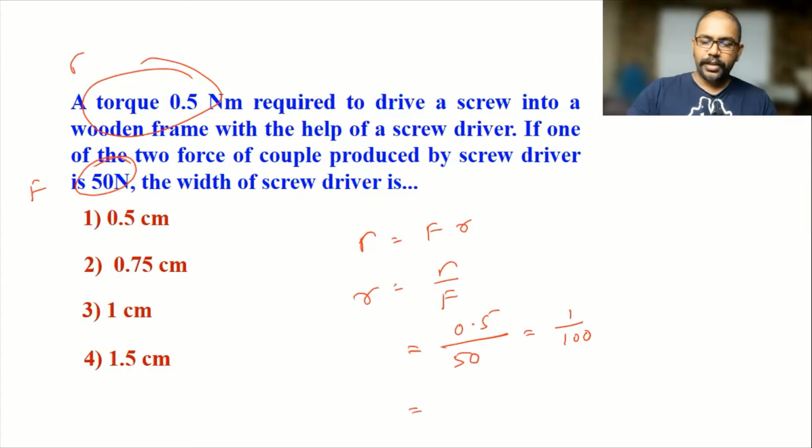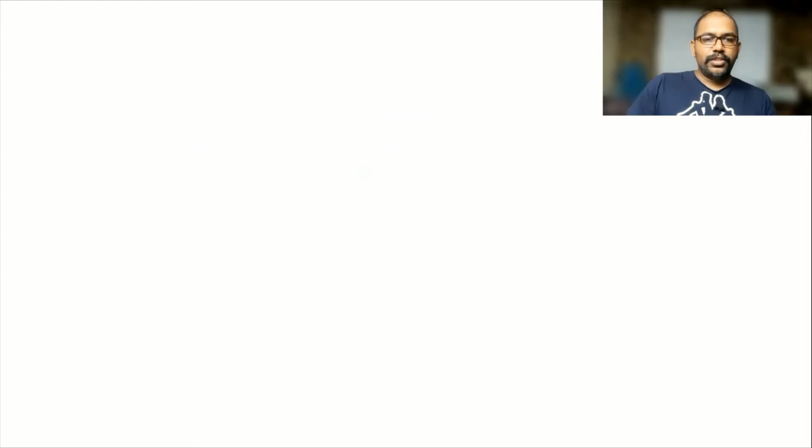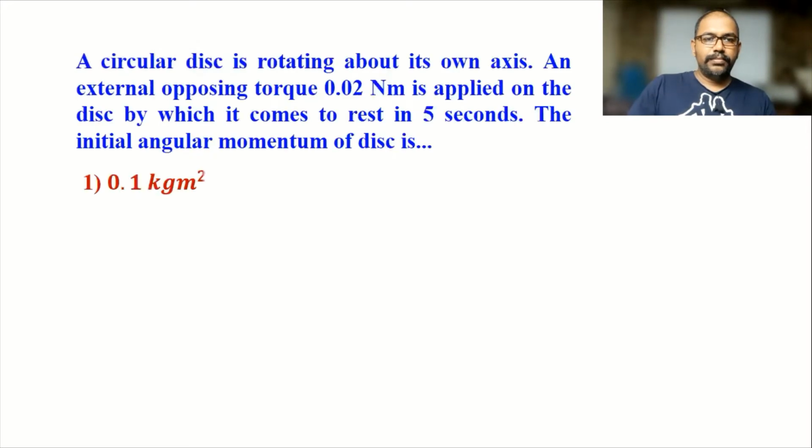So it is coming 1 by 100, in meters, but we have to find the answer in centimeters. So we can write this as 1 meter divided by 100, meaning 100 centimeters divided by 100. It is coming 1 centimeter. So the correct answer for this question is 1 centimeter. Now we have to go for the next question.